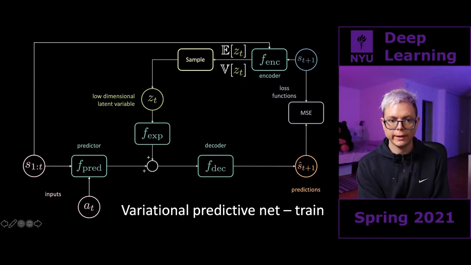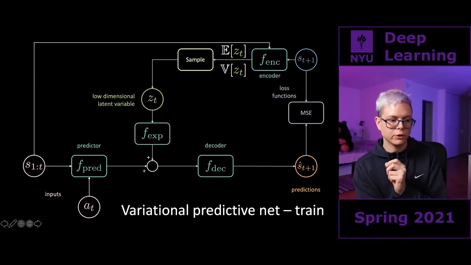Because there is also X. So this is my Y, this is my Y tilde, and here is my X. And so this is not just a variational autoencoder, it's a conditional variational autoencoder.